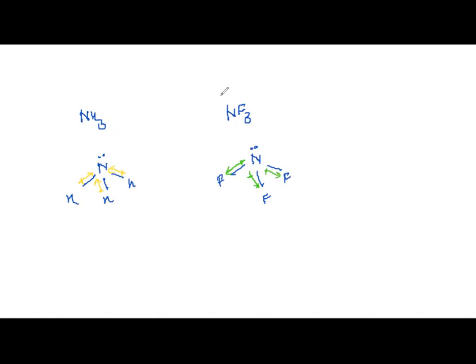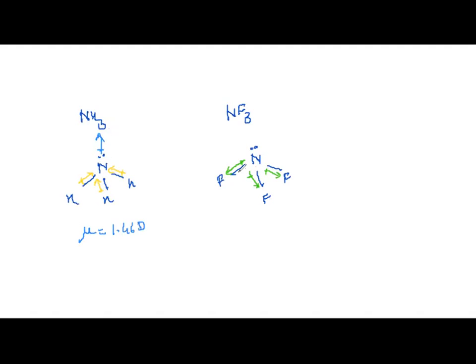In case of NH3, we know that these are the 3 dipole moments which are in the same direction, and the resultant dipole is also increased because of this lone pair. And what is the value for NH3? It is 1.46 D.